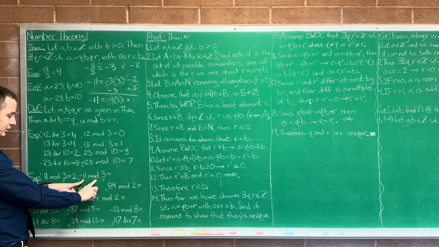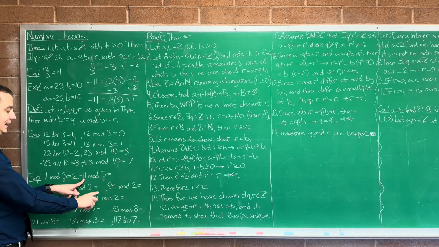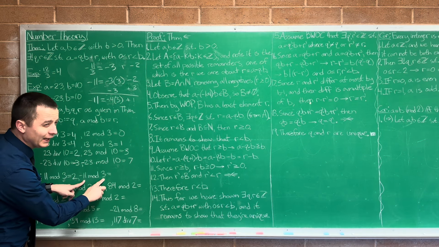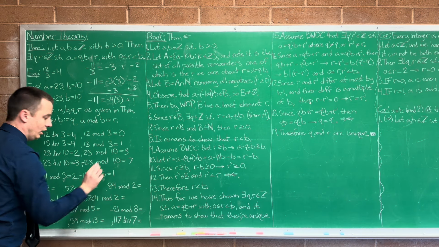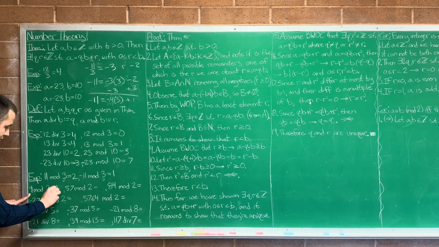So, negative 11 mod 3. 1. What's the remainder when I divide negative 11 by 3? You want to say negative 2, add 3 to it, gets us 1. Okay, next one. 9 mod 2. 1. That was pretty straightforward, right?